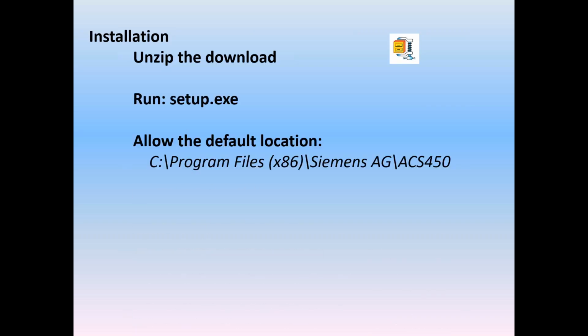Once you get the download, you need to unzip it, run the setup.exe, allow it to go to its default location, typically on your hard drive under Program Files (x86), Siemens AG, and it puts its own little ACS 450 folder underneath that.